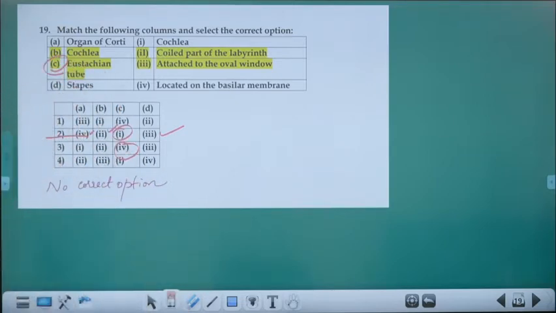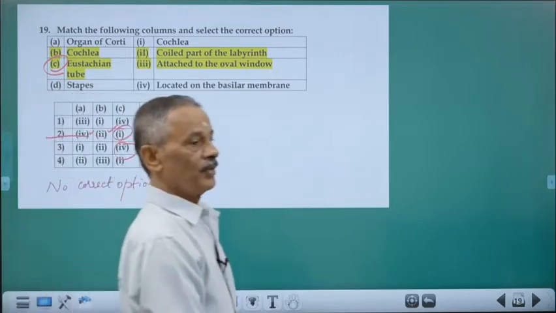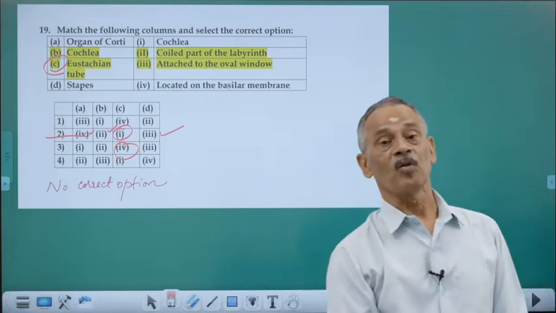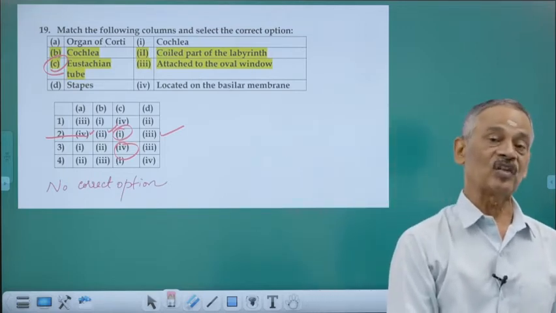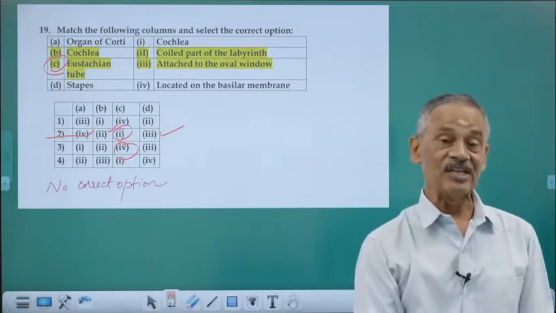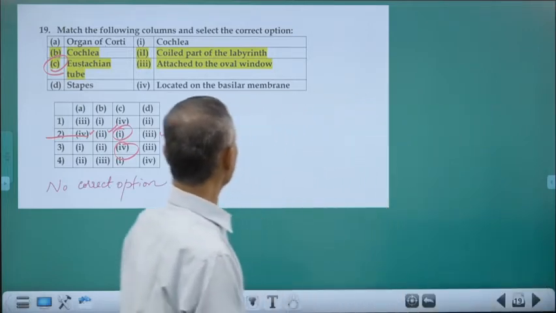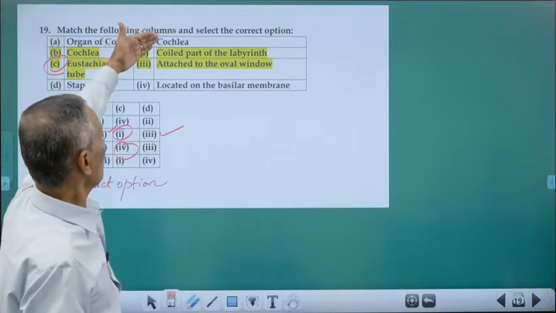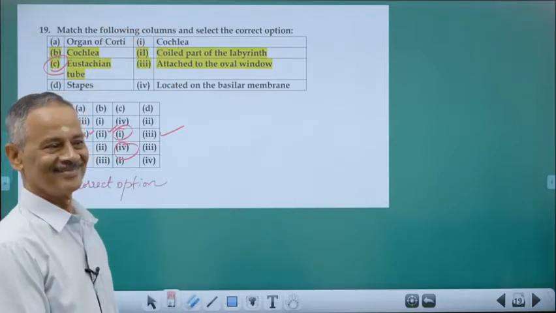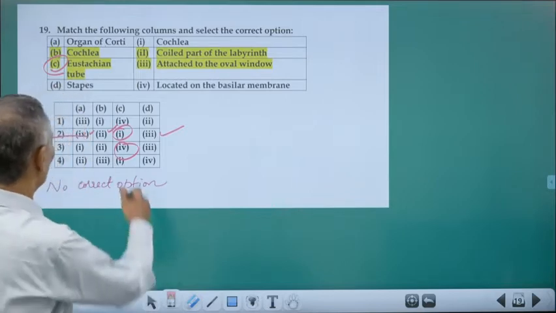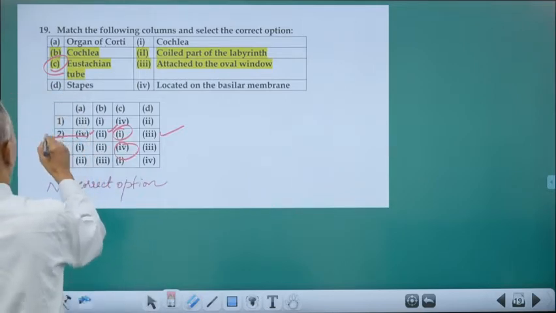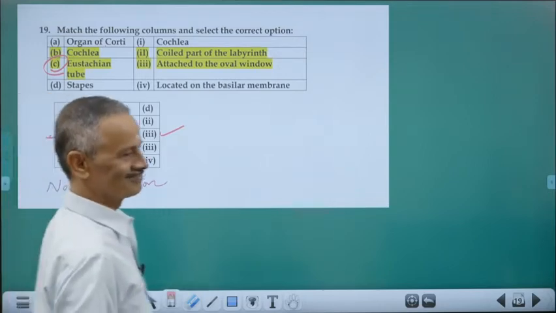The eustachian tube is a tube connecting the middle ear with the pharynx, mainly responsible for maintaining the pressure, equalizing the pressure on either side of the tympanum, so that the efficiency of hearing is maintained. So it is neither a part of the cochlea nor located on the basilar membrane. So this is the problem. The more correct answer can be the second one.